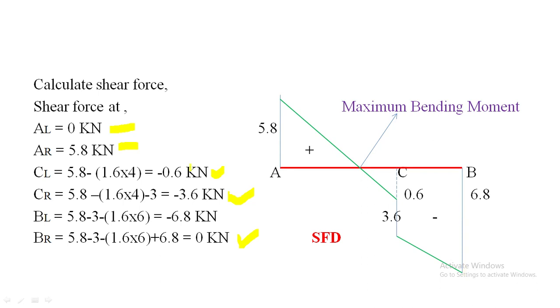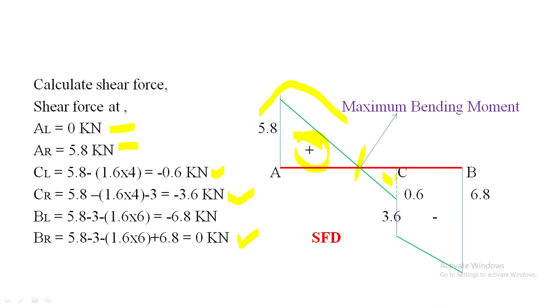Now join in between A and C. There is a UDL present, so join with an inclined line. In between C and B there is also a UDL present, so it is also joined with an inclined line. In this case, the shear force diagram changes from positive sign to negative sign here. So this point is called the maximum bending moment, means that point having the maximum value compared to A, C and B. So in the next step we should redraw this figure.